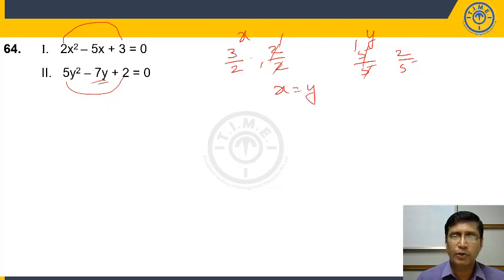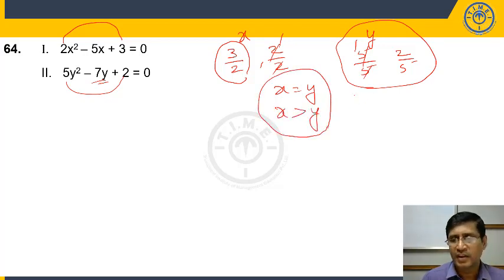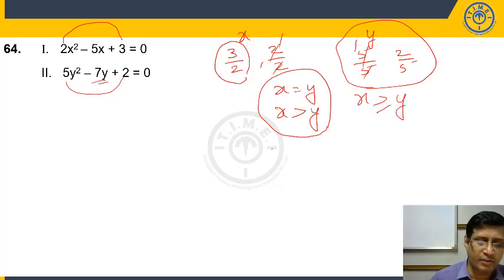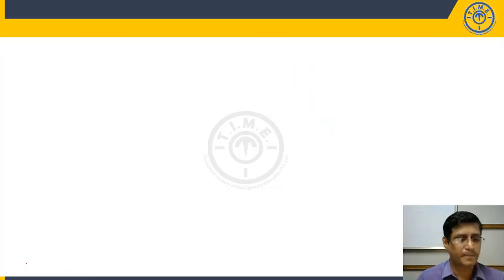Now the value of 3 by 2 is 1.5, which is more than both the values of the second quadratic equation. Means x is greater than y and x is equal to y. Combining these two, we can express it as x greater than or equal to y. Right choice, option number 2. The second choice is the right answer.